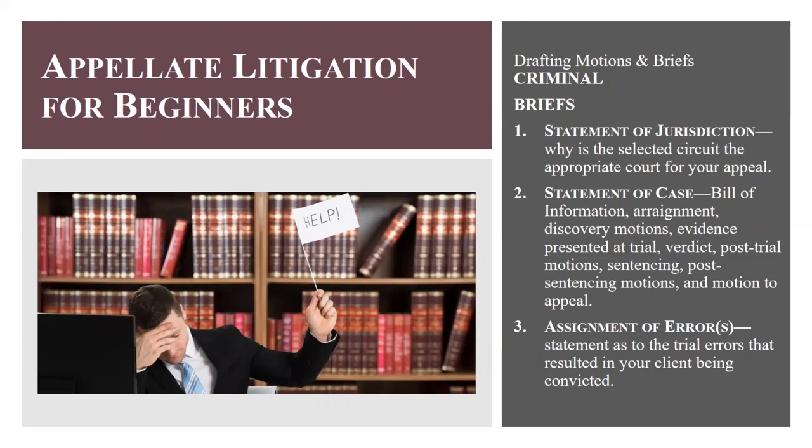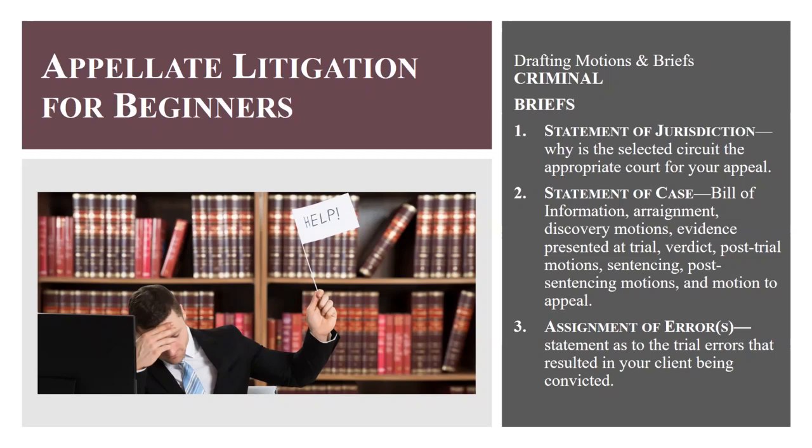From the statement of jurisdiction, you go to the statement of the case. On the criminal side, you have to indicate the bill of information. What was the defendant charged with? What did they enter at the arraignment? What discovery motions were filed? Were they actually settled? Voir dire, did the jury get selected? 12-member jury, 6-member jury, what have you? And what were the results of the trial?